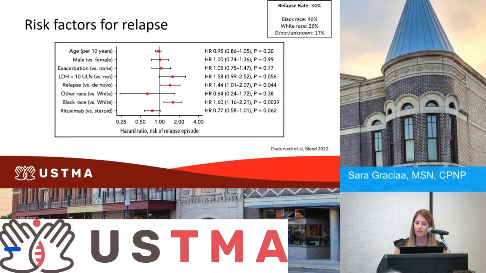So starting at the top, you can see that age and sex did not seem to impact relapse risk. But the presence of relapse, meaning presenting in a relapse, did prove to increase the risk. And this was consistent with prior studies. Now, one surprising finding was that Black race also seemed to increase the risk of relapse, and Black patients had a 1.6 times increased risk of relapse than white patients in this cohort. And this was really the first time that this important racial disparity was noted.